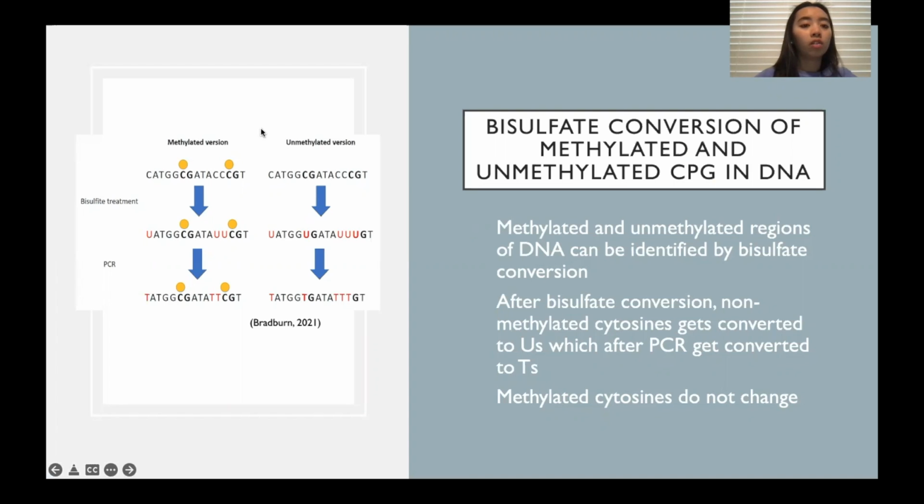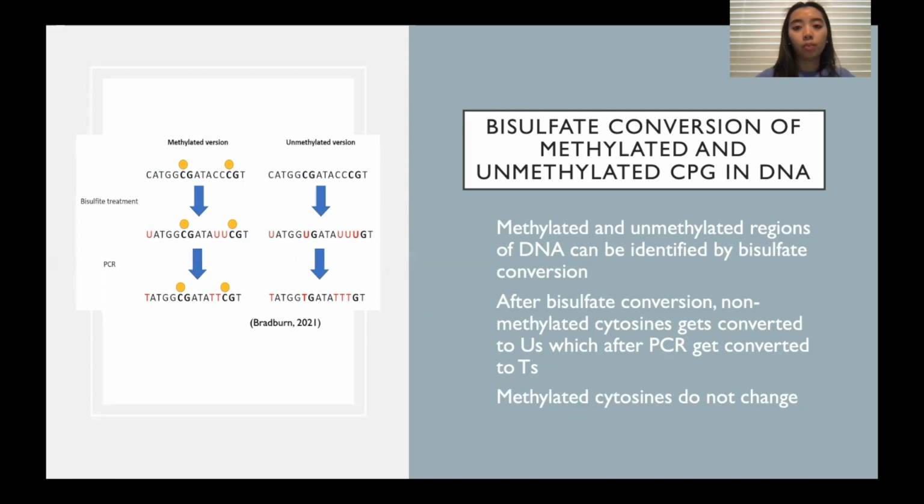You can see on the left of this image the methylated version, which is tagged with these yellow dots. They are methylated on these Cs, and through the conversion they remain Cs, and through PCR they remain Cs. In the unmethylated version, there's no methylation, so through the conversion they become Us, and then through PCR they become Ts.